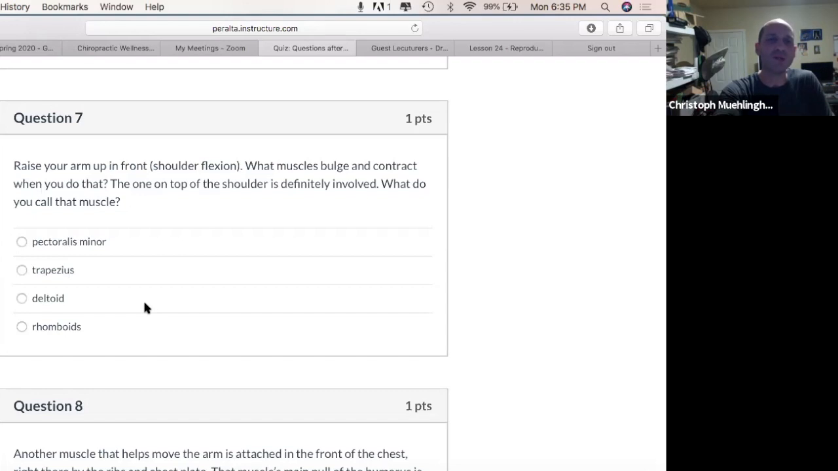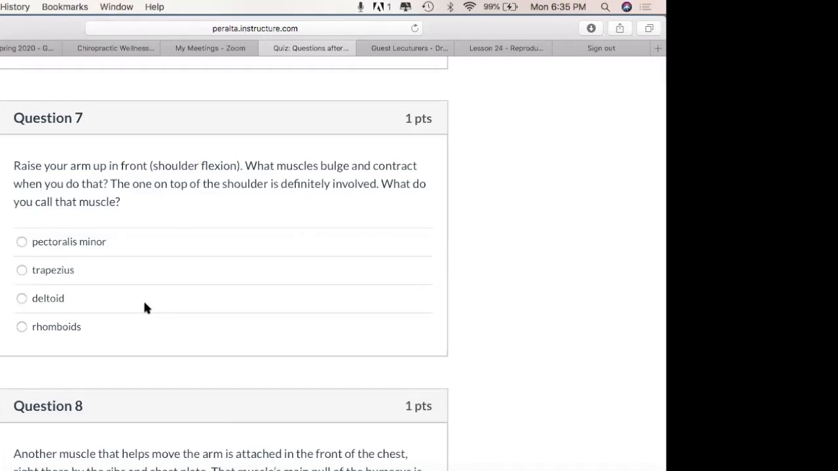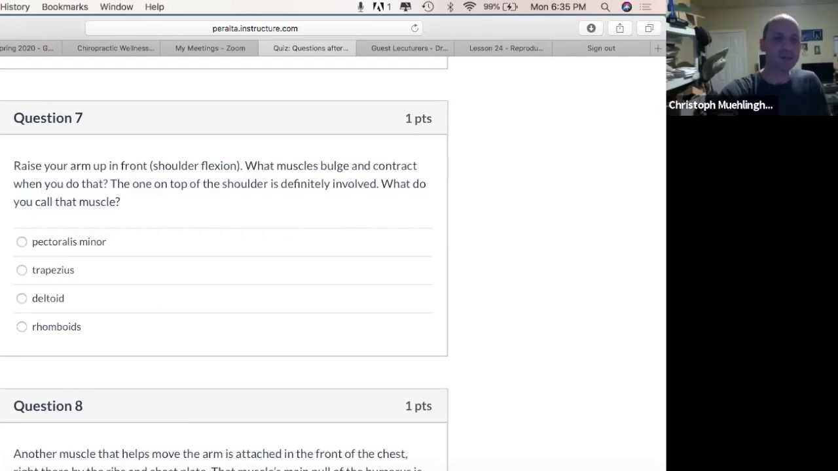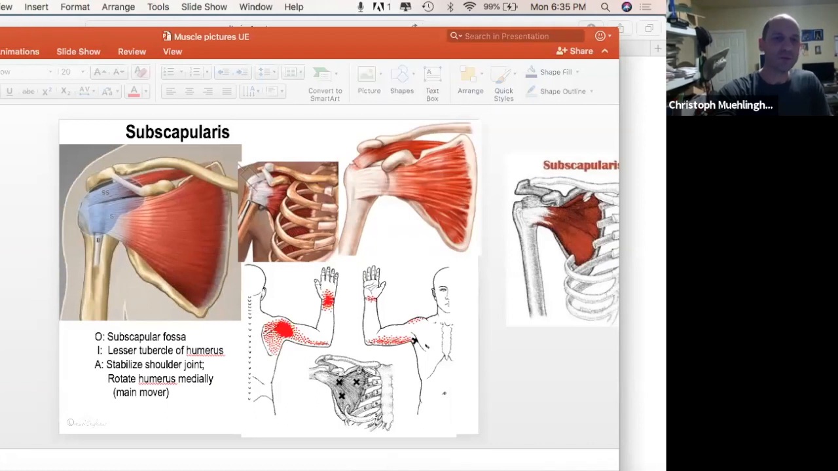One that raises your arm up in the front, that's shoulder flexion. So raise your arm up in the front, that's shoulder flexion. What muscle bulges and contracts when you do that? The deltoid? The shoulders, definitely. Which one? The deltoid? The deltoid, exactly. So let's go through that here. The deltoid is a big one for those.